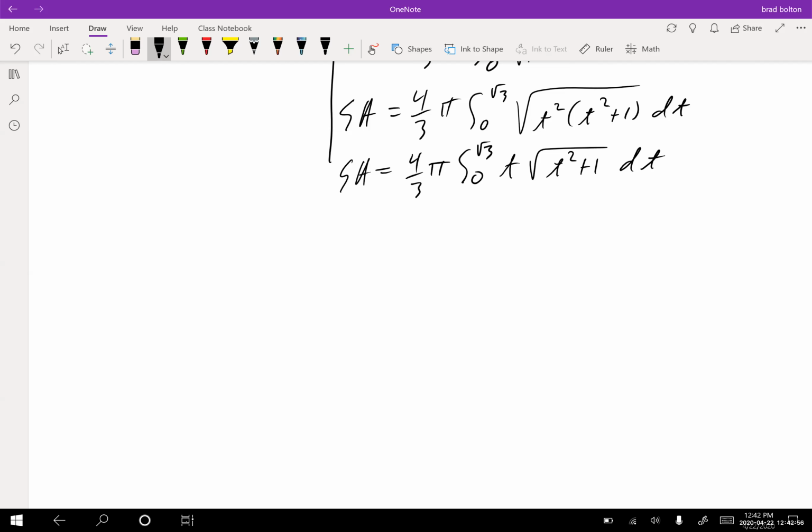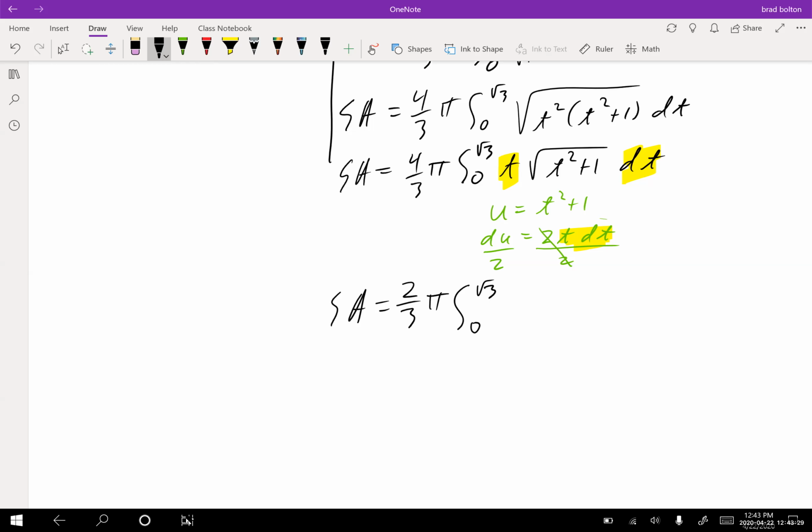No, because we can just do a nice u sub now. We say u equals t squared plus 1. So then du is equal to 2t dt. Divide both sides by 2. And we have our t dt, which is our t dt right there. Okay, so we have a perfect match. So let's keep going. So this becomes du over 2. I'm going to bring the 1/2 out. So this will become 2/3 pi because they cancel. 0 to square root of 3.